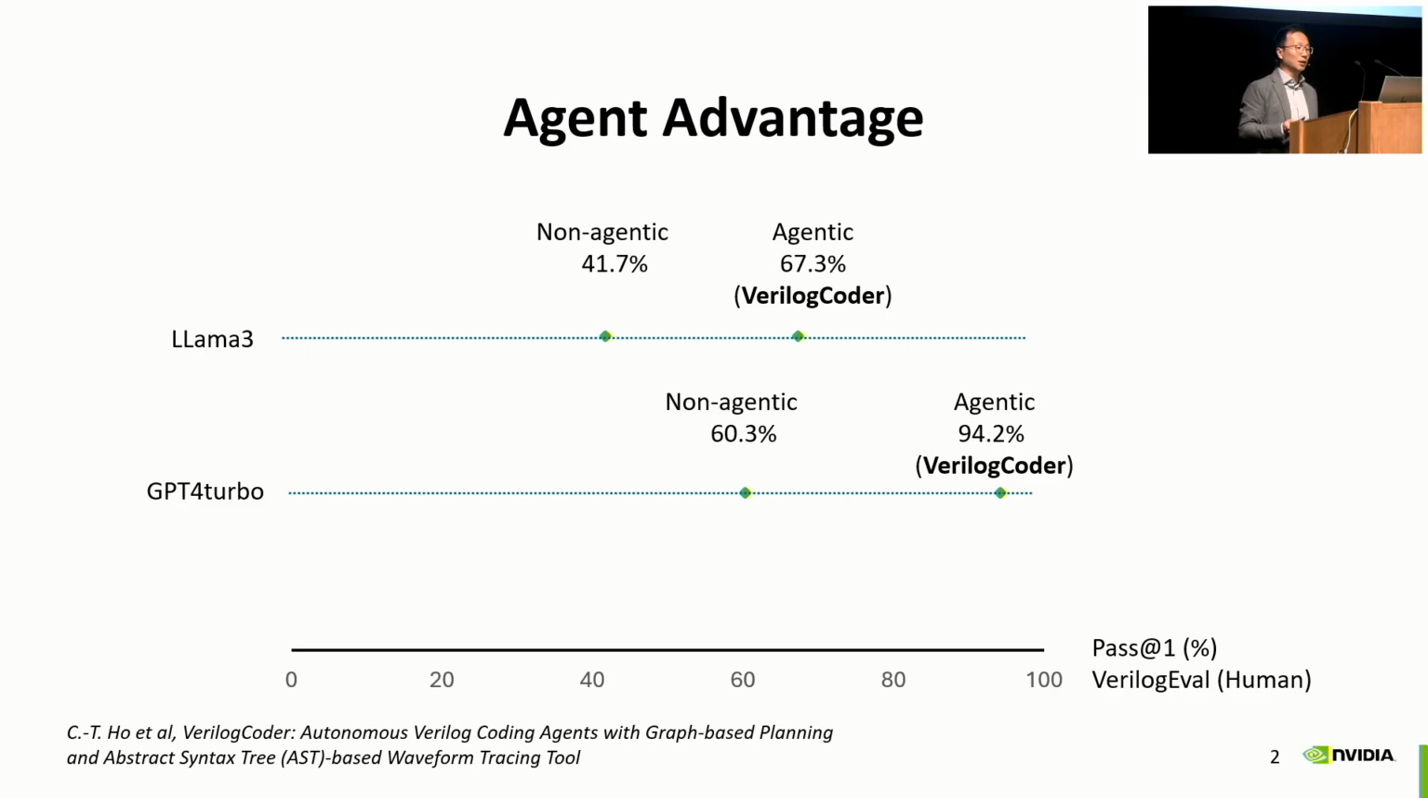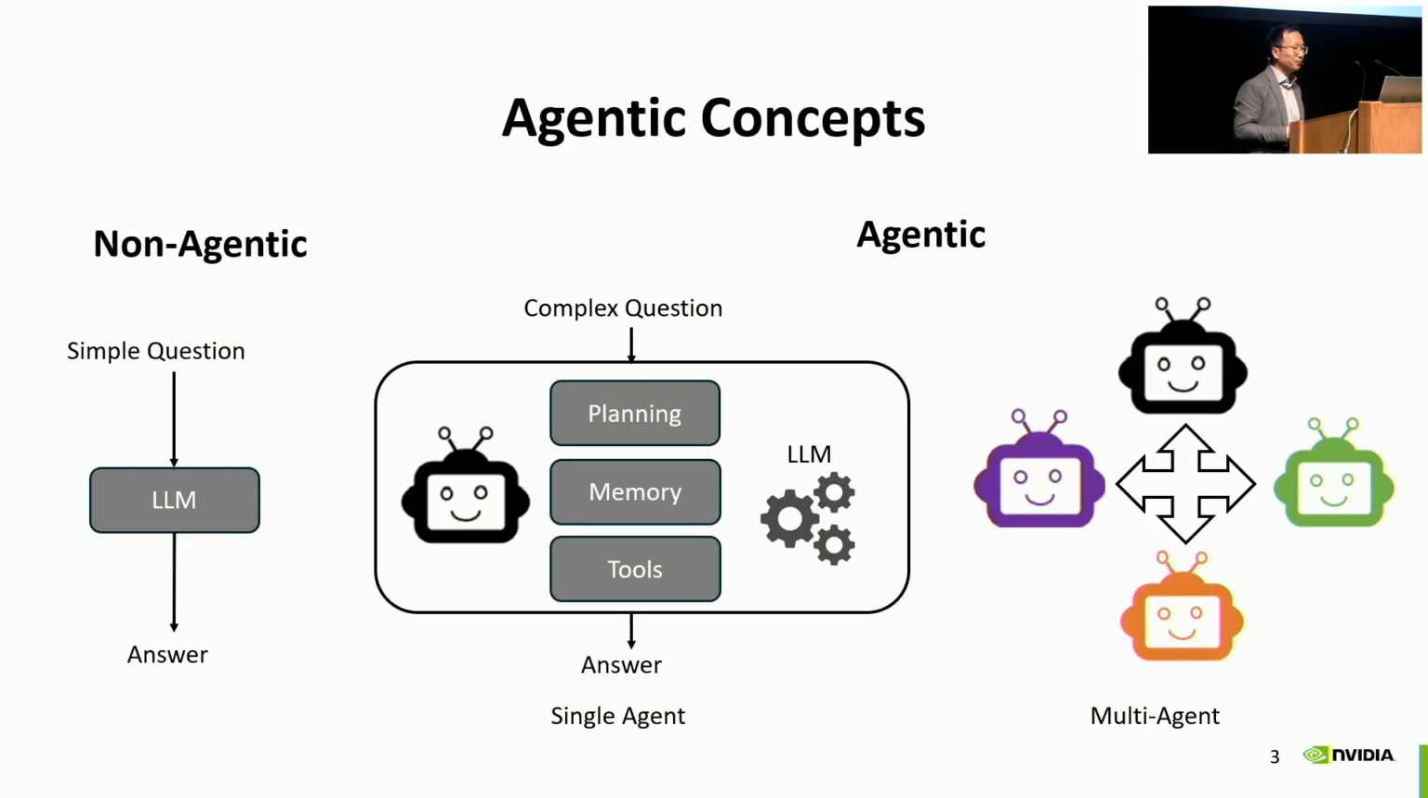This shows the robustness of its agentic approach. So in the rest of the talk, I will first introduce some key concepts of agents. Then I will introduce several use cases of agents in chip design. So let's first illustrate some key concepts.